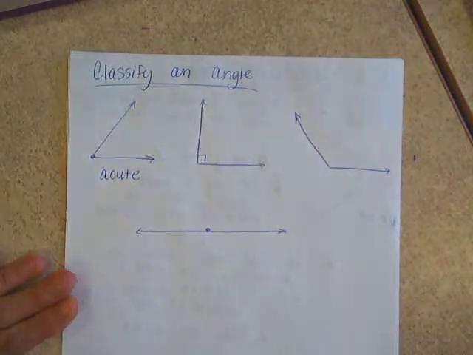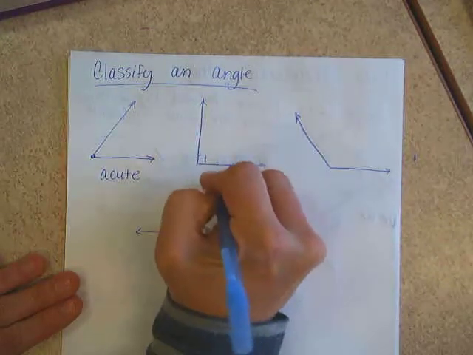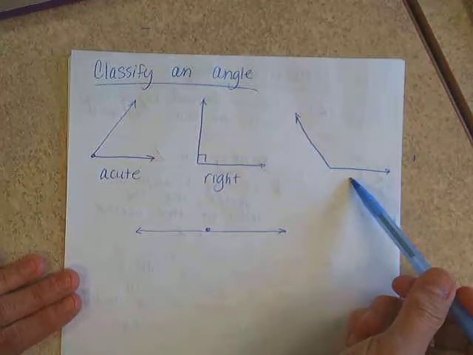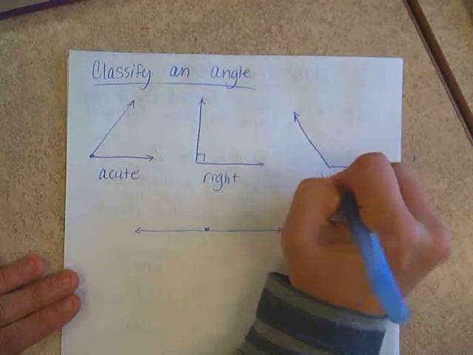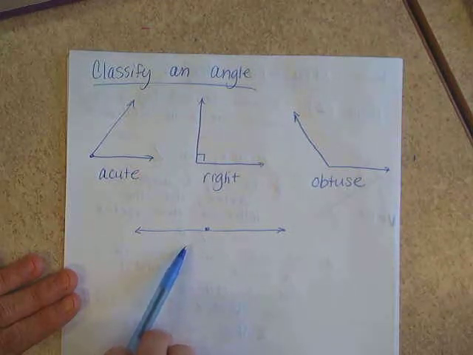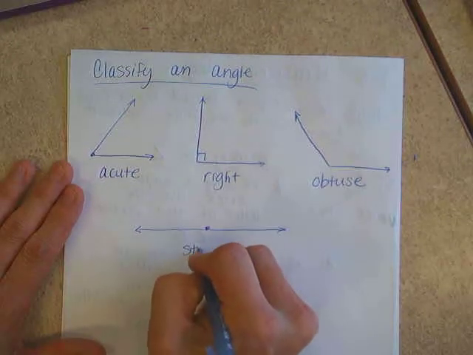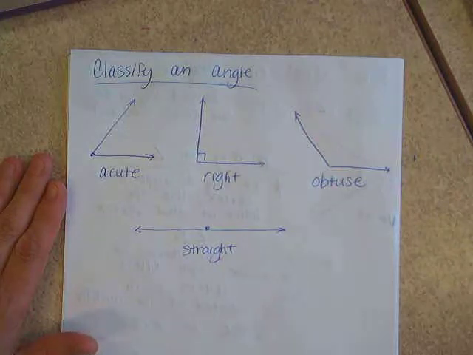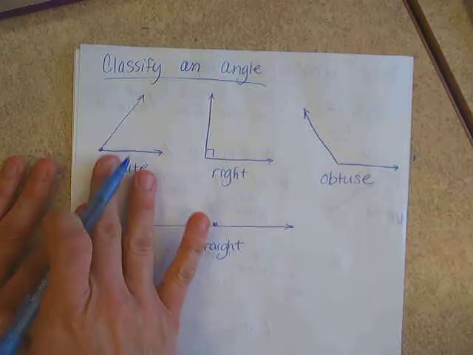Can anyone tell me what type of angle this is? Yeah, it's acute. Okay, how about this one? It is a right angle. And this one? Obtuse. And this one? Anyone? This one, usually people don't know. They know the other three. This is a straight angle.